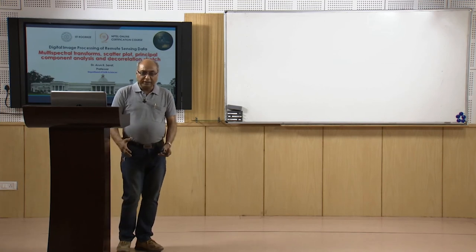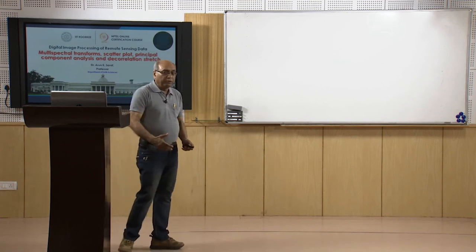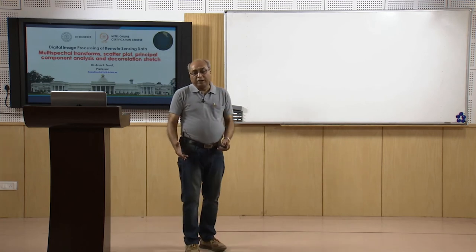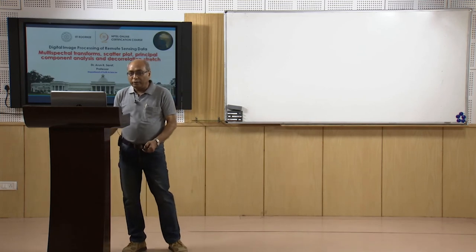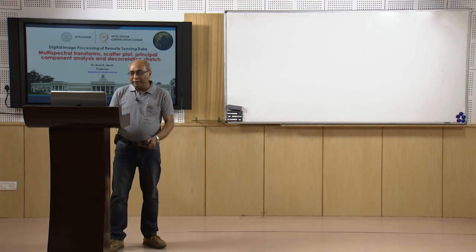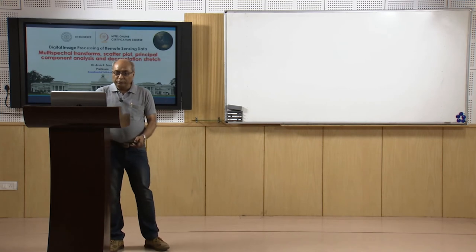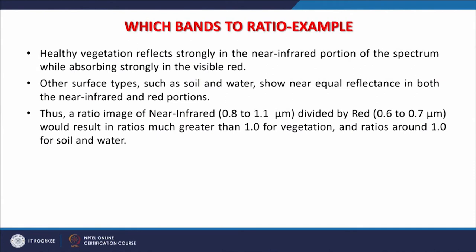It is not necessary that all the features present on the earth will behave the same. Vegetation behaves differently; water body, dry soil, wet soil, they all have different spectral curves. So we need to understand the spectral curves, and accordingly choose the bands and then create the band ratio. Thus, the ratio image of near infrared divided by red would result in a ratio much greater than 1 for vegetation, and ratios around 1 for soil and water.